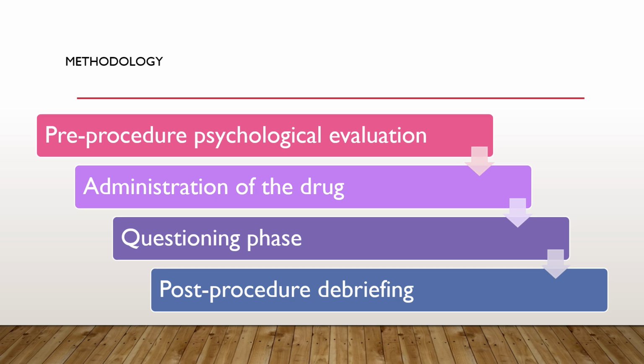So, methodology: it consists of pre-interview evaluation, administration of the drug, questioning phase, and post-procedural debriefing. First, pre-interview evaluation. It's almost similar to the PAC that the patient goes through before a surgery, or a pre-anesthetic checkup. Medical history review to assess suitability for the procedure, psychological assessment to understand the subject's mental state, and detailed discussion of the purpose of the interview and potential implications for the subject. Informed consent is given by the patient before going through the narco-analysis or polygraph test.